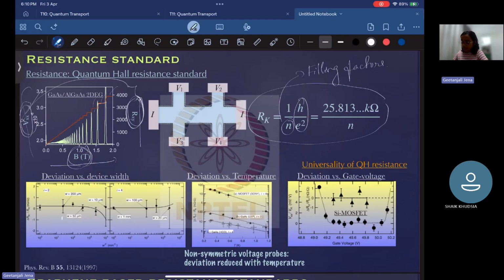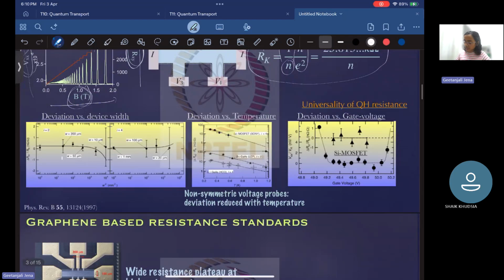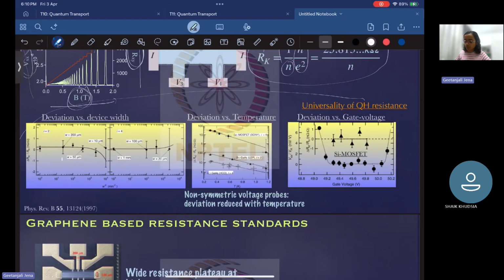So from the definition, we can see that the Hall resistivity is expressed in terms of fundamental constants, which is h by e square. So it doesn't depend on any material parameter, like whether we are measuring some different material or the dimension is different. So it doesn't depend on any of it. That means it will remain constant even if we vary this external parameter. So this is what has been detailed in these three plots.